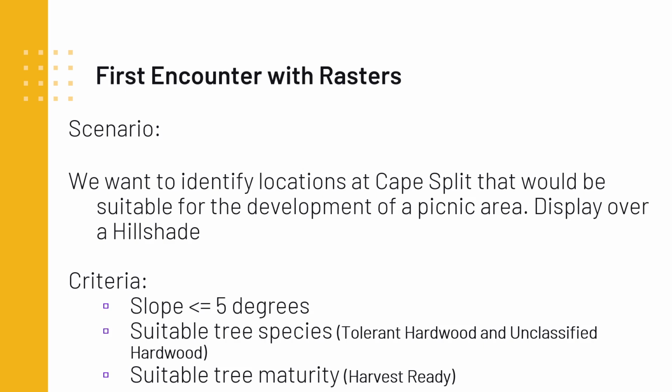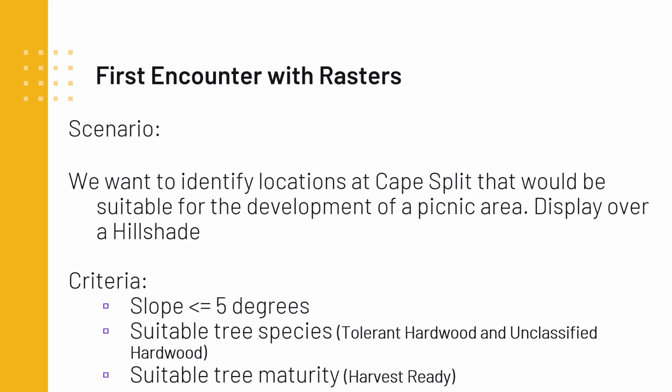So what have I defined as the perfect picnic spot? Well, I'd like it to have a slope that's less than or equal to 5 degrees, so I don't want it to be super hilly. Otherwise, the picnic table doesn't stay flat. I'd like there to be suitable tree species. So personally, I find the hardwood trees or the deciduous trees to make for a better picnic area because you can get some shade and they tend to be a little less buggy than the coniferous. So the suitable tree species we're going to look for specifically are tolerant hardwood and unclassified hardwood.